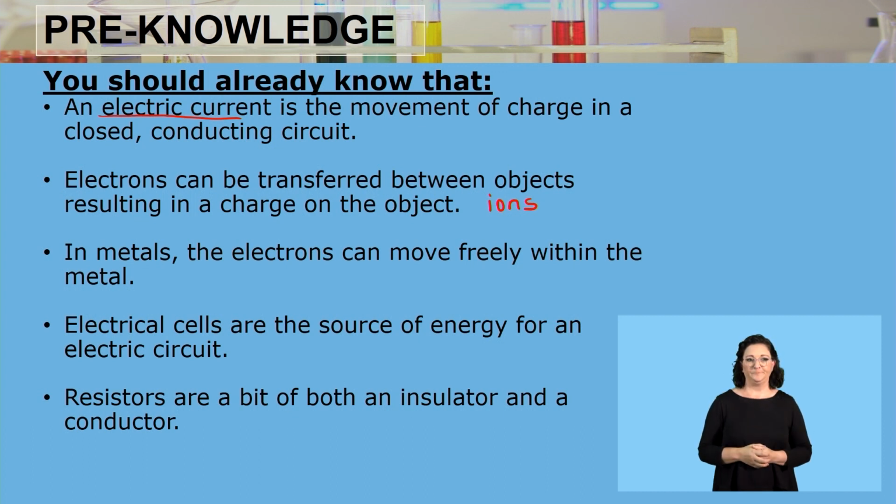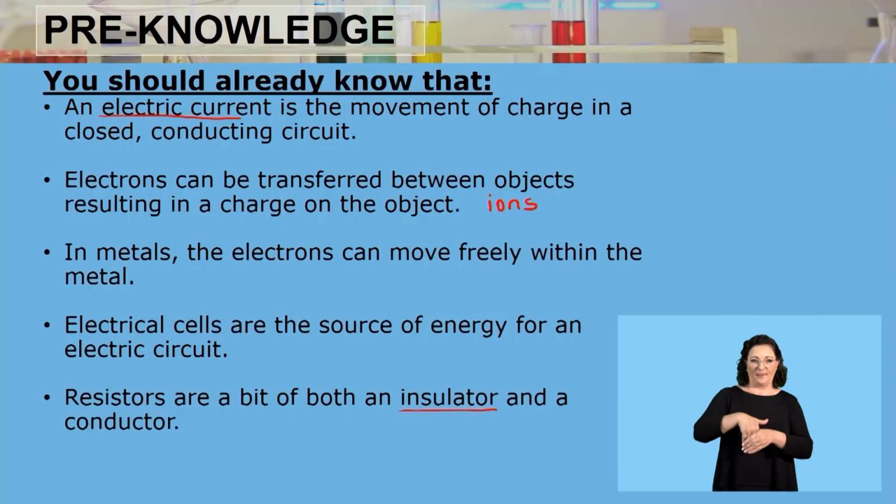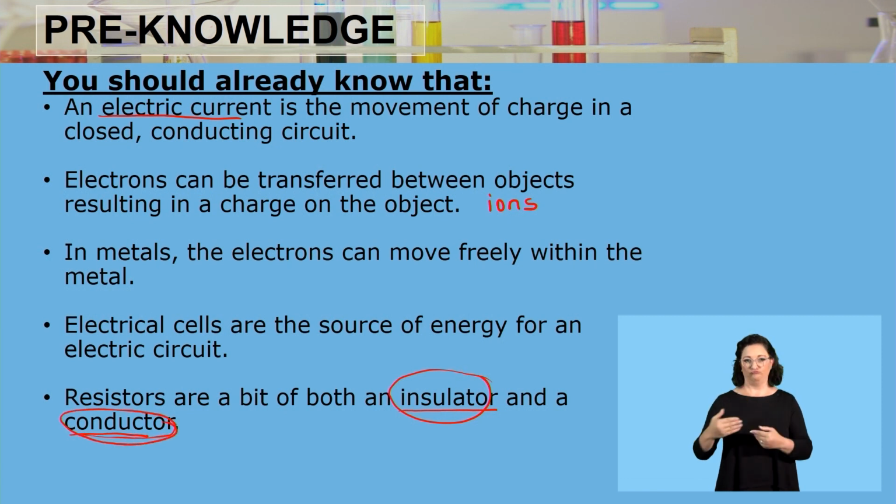Lastly, resistors are a bit of both an insulator and a conductor. We need to always remember that resistors are devices that allow the movement of electric current but do not make it easier for the electric current to flow. That's why we say they are a bit of both: an insulator does not allow current to pass through, and a conductor does. Resistors do allow current through, but do not make it easier, so they have qualities of both the insulator and the conductor.